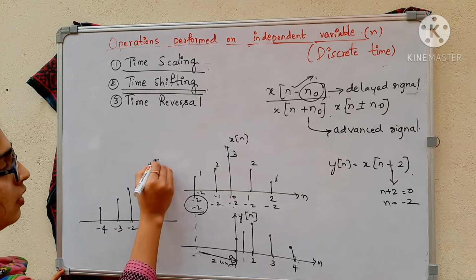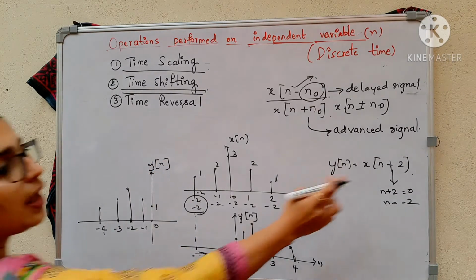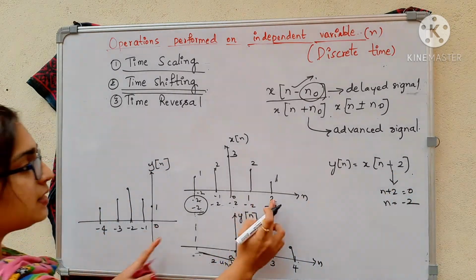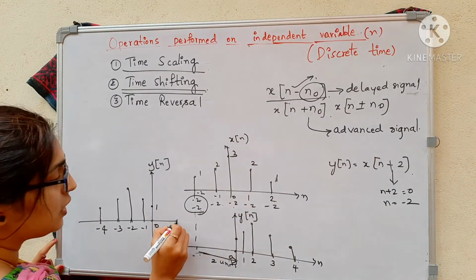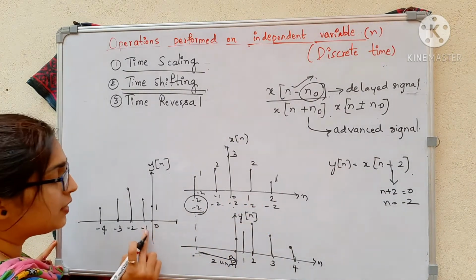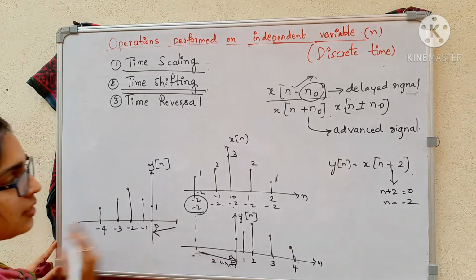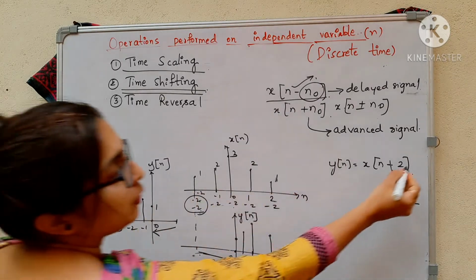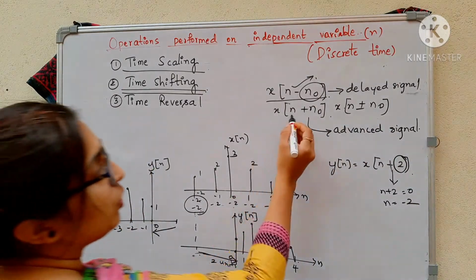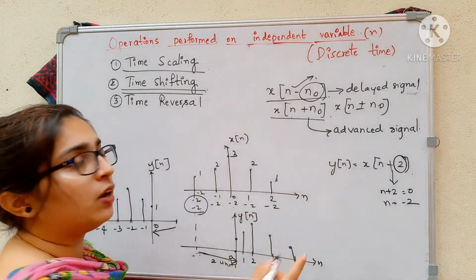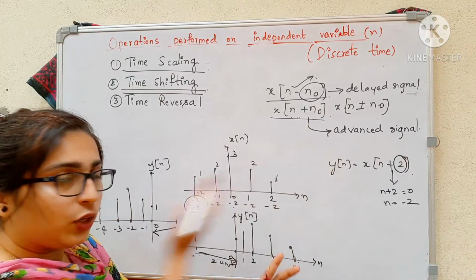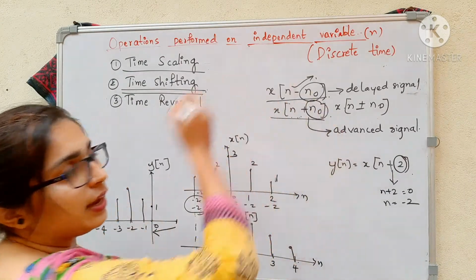So this is your y of n, which is nothing but x of n plus 2. By seeing these two signals, you can say you had values till 2, and now it starts from 0. So what happens? It is shifted towards left by 2 units. So if you have x of n plus n naught, it will be shifted towards left by n naught units.